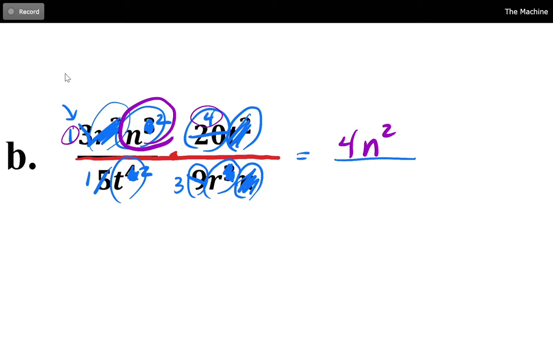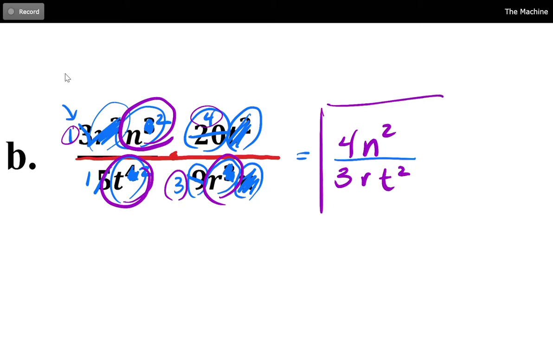What's my coefficient in the denominator? Well, I've got a 3 right here, so a 3 in the denominator. And then I've got a t squared here, and then I've got an r right there. But it's customary to write these in alphabetical order, so t doesn't come first, r does. So I will simply rearrange those orders there. That's going to be an r t squared. So in the end, 4n squared over 3rt squared. There's my answer. One little small step at a time. Don't try to do it all at once.